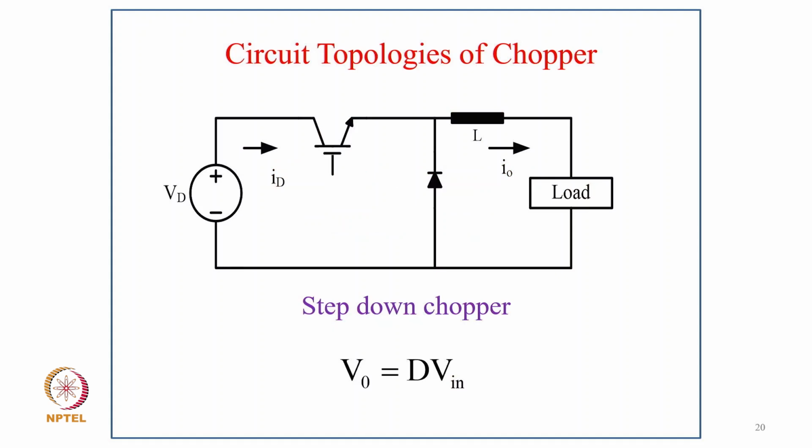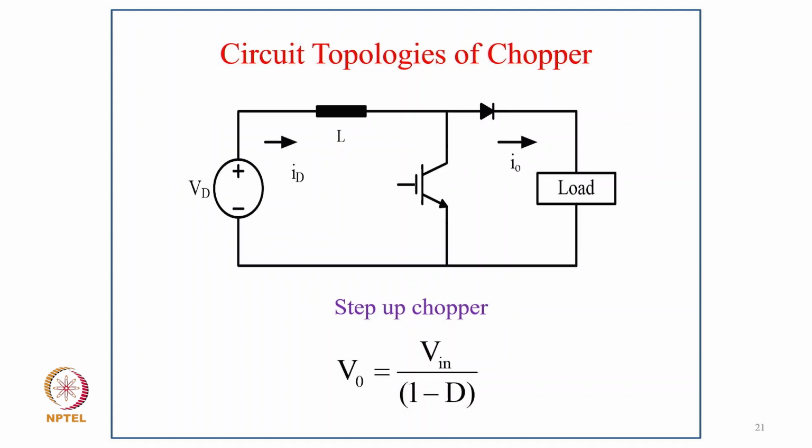So this is your step down or class A chopper. With the assumption that the output load current is continuous, the relation for the output voltage is D times V in, where D is the duty cycle of the pulse width modulation switching of the switch. So by varying the duty cycle D from 0 to 1, you can control the output voltage from 0 to V in.